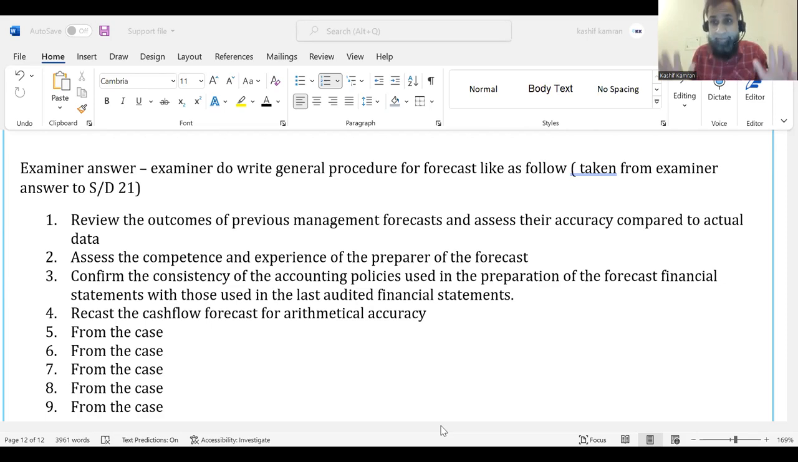Examiner answers are bigger and lengthier because the examiner is giving you guidance that you can do this, you can do this, you can do this. But you need to look at the number of marks you have. So can I do 30 procedures for a 9 marks answer? Tell me.